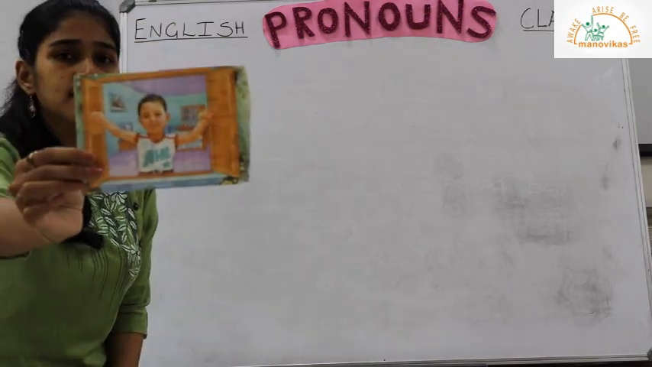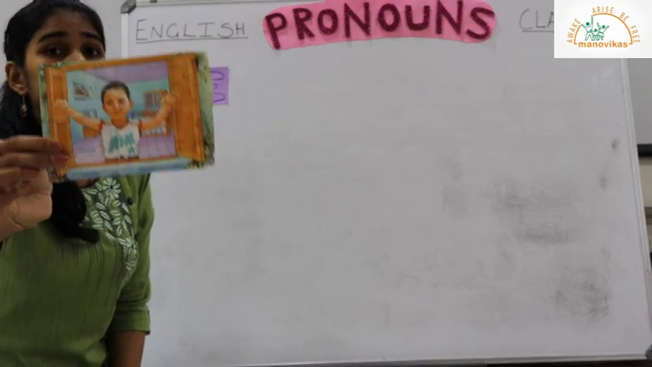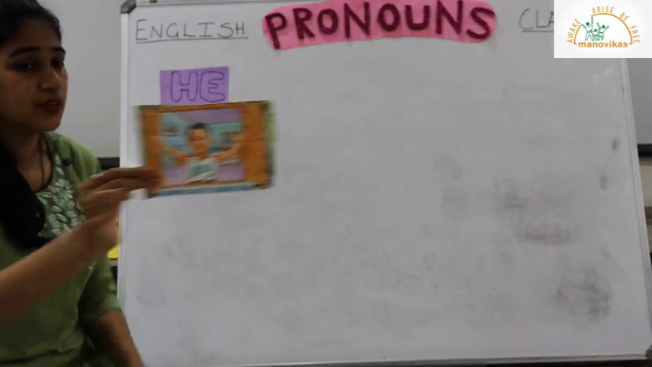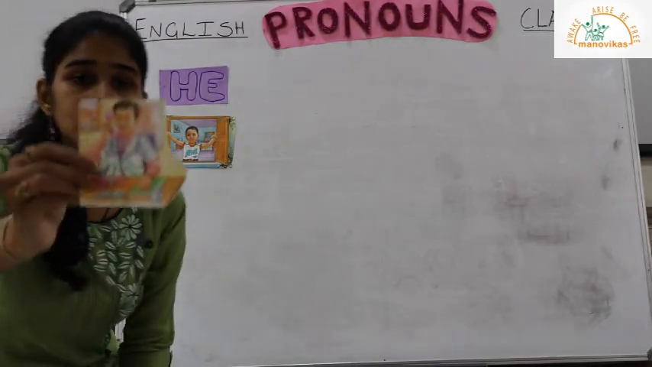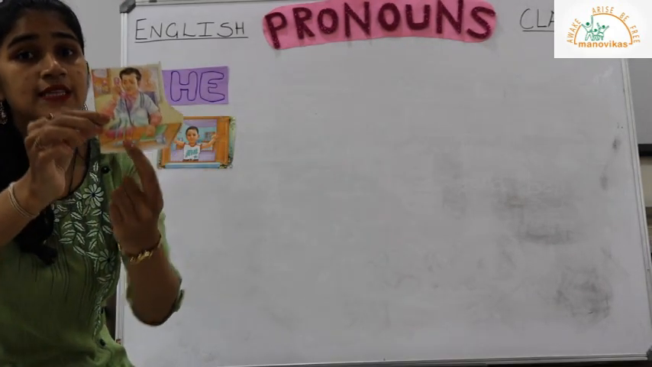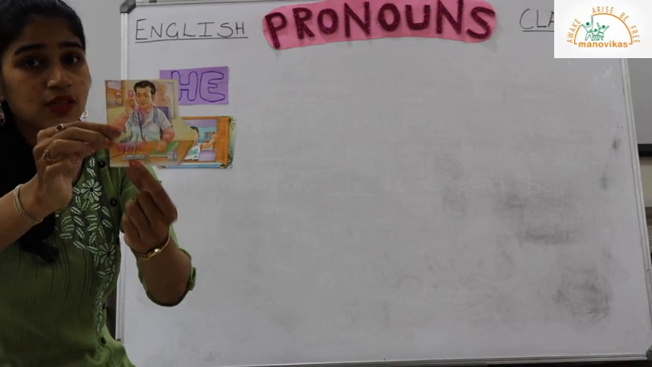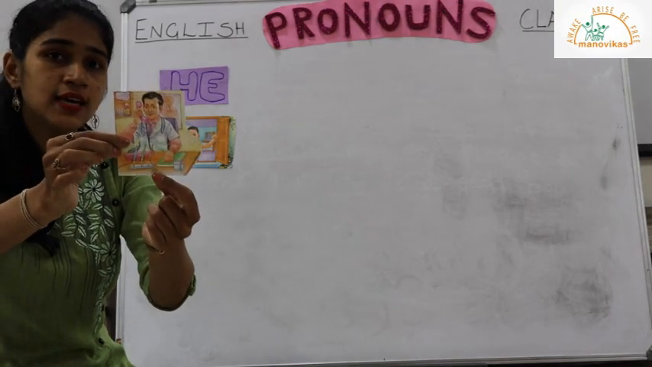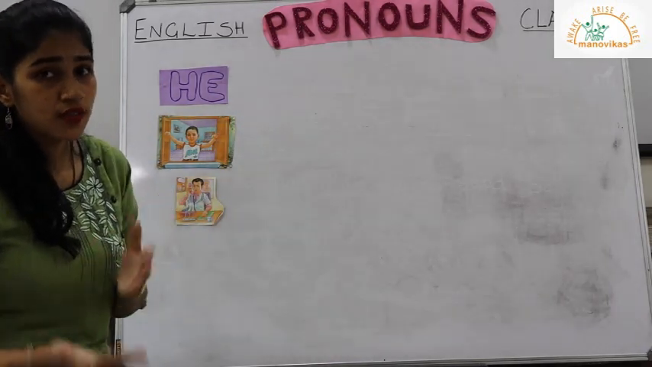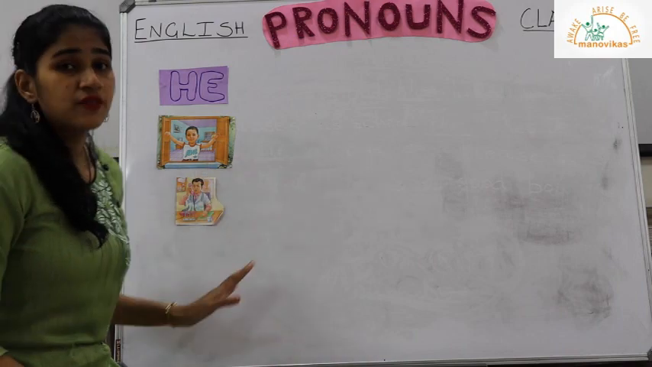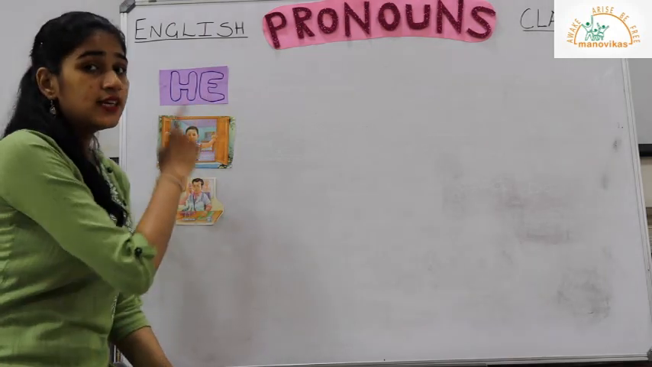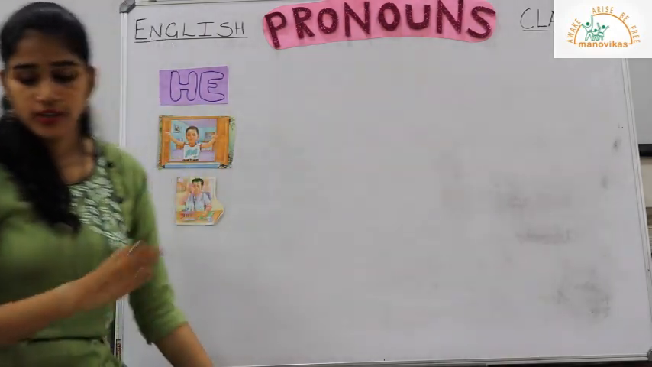Can you see this boy? Yes, this is Tom. Tom is a boy, so we will use the pronoun he for him. Now can you see this? Yes. This is a doctor, but he is a man. That means we will use the pronoun he for him. So pronouns are words that we use in place of nouns. And these will be the naming words used for men or boys. H-E, he is the pronoun used for men or boys.